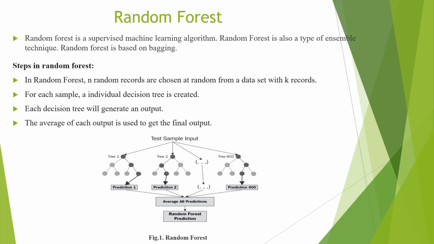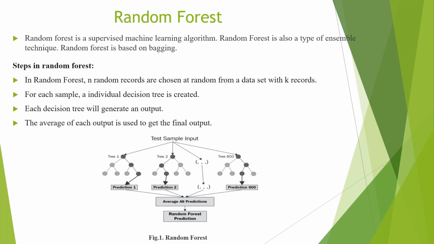Random forest is a supervised machine learning algorithm. Random forest is also a type of ensemble technique that is based on bagging. The steps involved in random forest are: random records are chosen at random from a dataset with k records. For each sample, an individual decision tree is created and each decision tree will generate an output. The final output of the random forest model will be the average of each output of the decision trees.